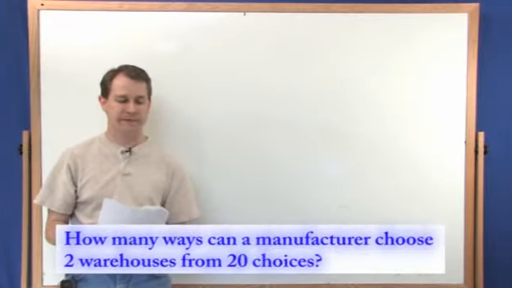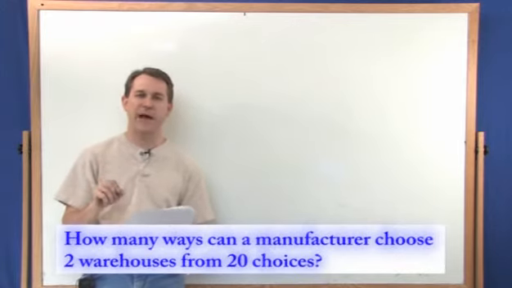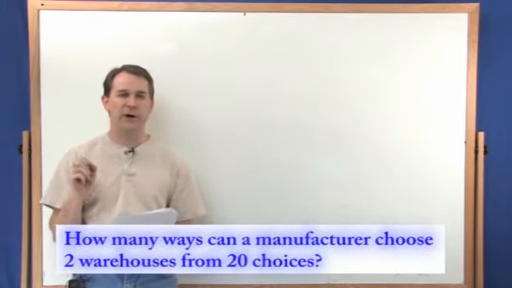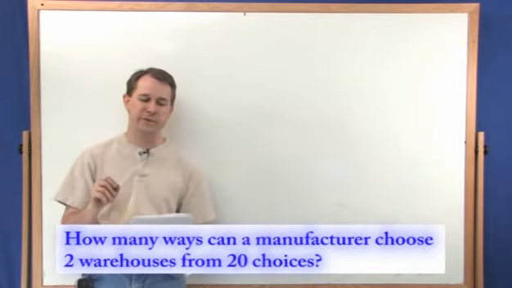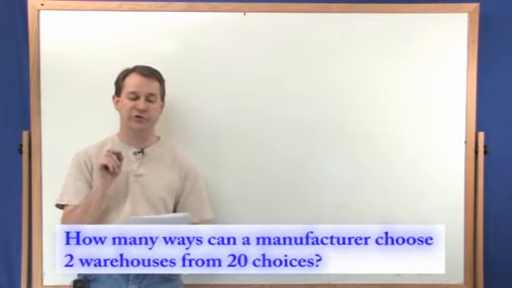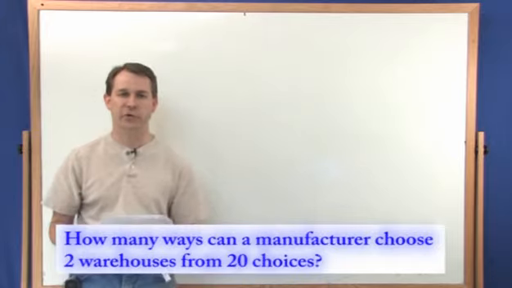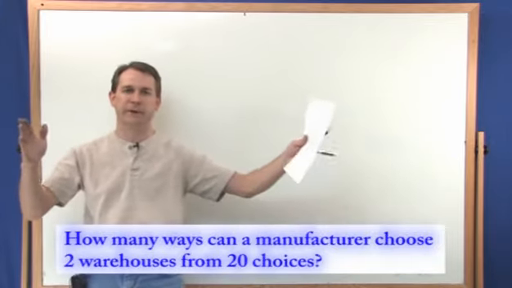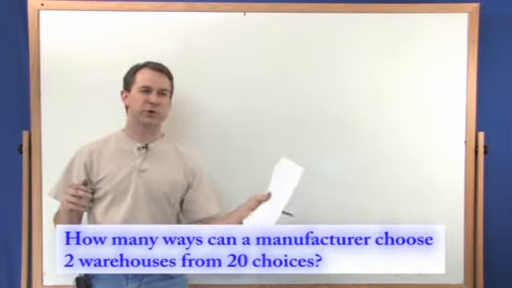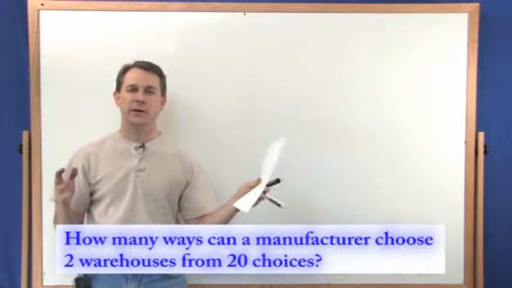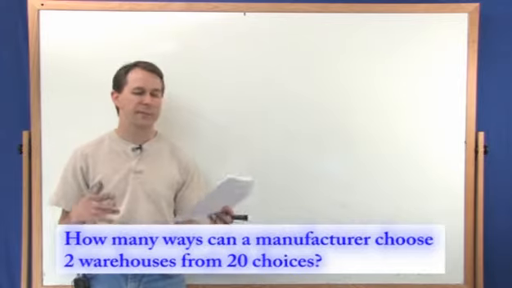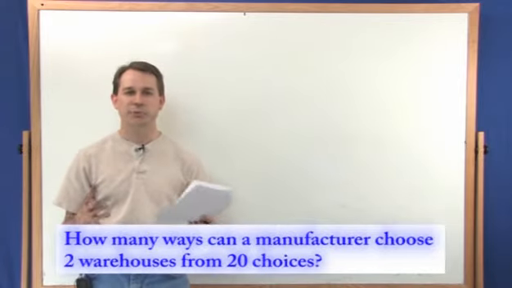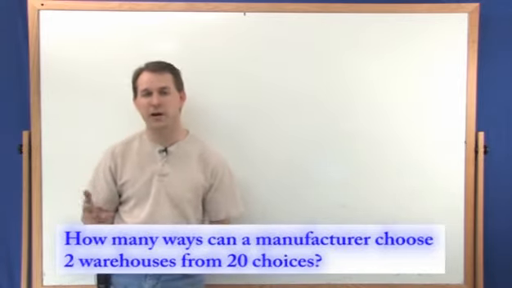Okay, the next problem says, how many ways can a manufacturer choose 2 warehouses from 20 choices? So you have 20 choices laid out in front of you. Some are on 1st Street, some are on 2nd Street, some are on Palm Avenue. They're on different places in this city, okay? And I'm going to choose 2 of them, okay? Now this problem, you have to ask yourself, is it permutation or is it a combination?